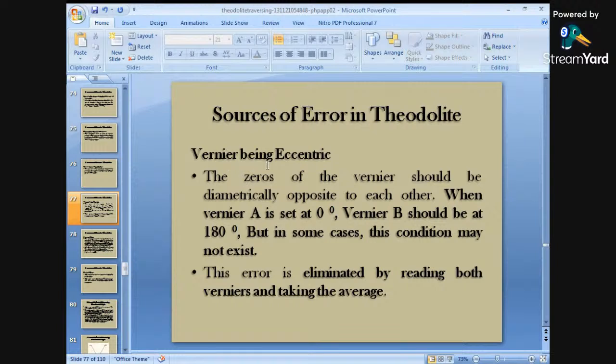After that, there is vernier being eccentric. The zeros of the vernier should be diametrically opposite to each other. So when the vernier A is set at 0, the vernier B should be 180. But in some cases, this condition may not exist. This error is eliminated by reading both the verniers and taking the average of those readings.